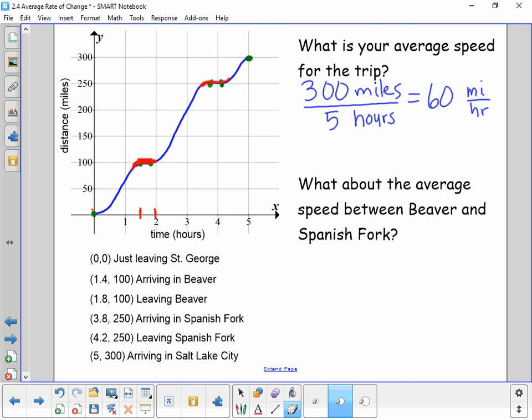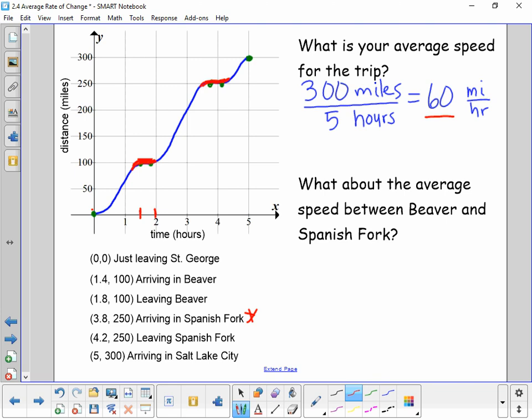And again, you have this time right here that you spent not moving forward, and that is when you stopped in Spanish Fork for another pit stop, either to fill up on gas or get a snack or something. So because you have these periods of time where your speed is essentially 0, you're not traveling, that brings your average down a little bit to 60.